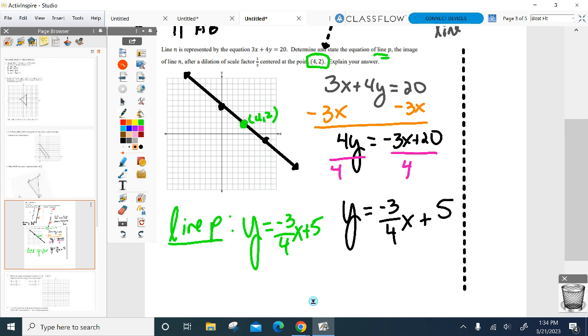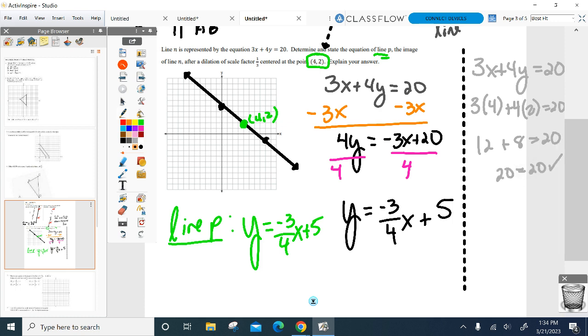Got a suggestion, Will? Just plug the coordinates into the original. So here's my original equation. And I want to see if (4, 2) is on there. Will, what's 4? That's what coordinate? So I say 3 times 4. And what's my y coordinate, Will? 2. Is that equal to 20? 12 and 8. Don't need your calculator. There it is. So that's algebraically how you could figure out.